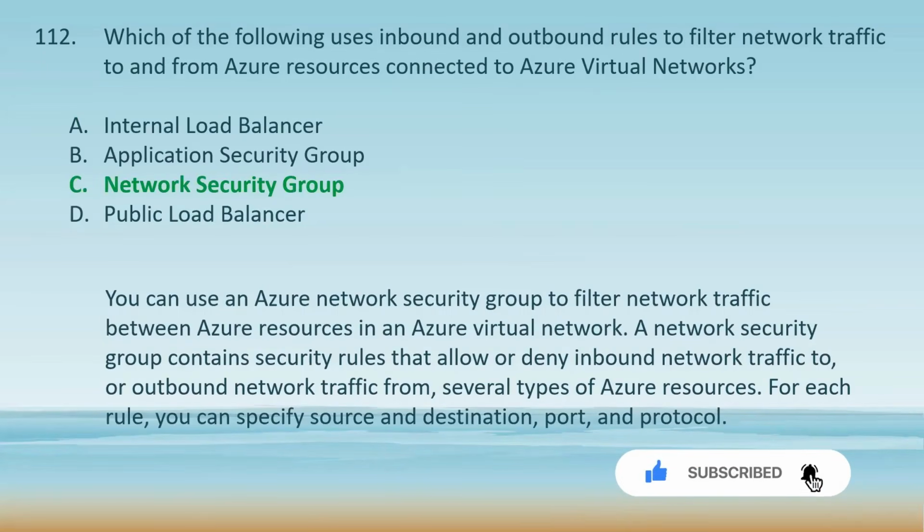You can use an Azure network security group to filter network traffic between Azure resources in an Azure virtual network. A network security group contains security rules that allow or deny inbound network traffic to or outbound network traffic from several types of Azure resources. For each rule, you can specify source and destination, port and protocol.